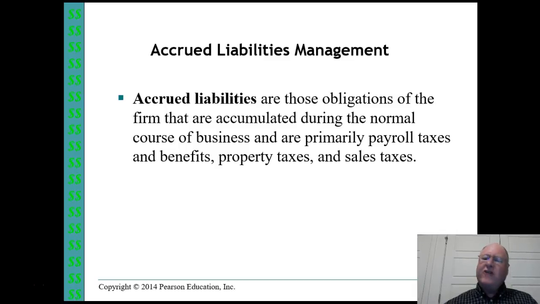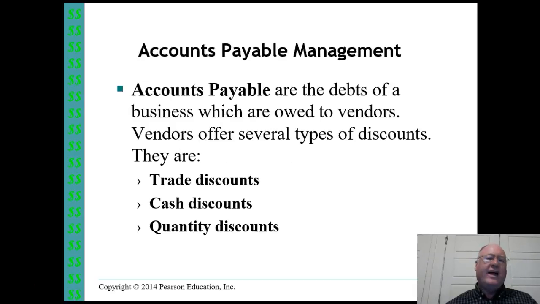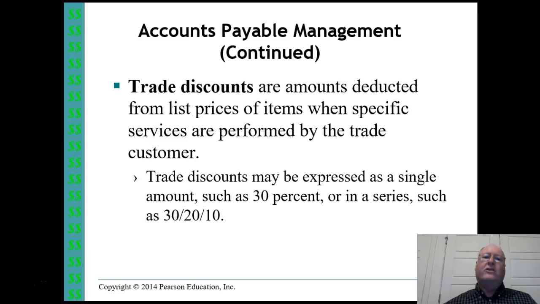So let's talk a little bit about accounts payable, because accounts payable are the debts of a business which are owed to our vendors. And our vendors will usually provide for us certain kinds of discounts. There's trade discounts, there's cash discounts, there's quantity discounts. So let's talk about the discounts and what those are specifically.